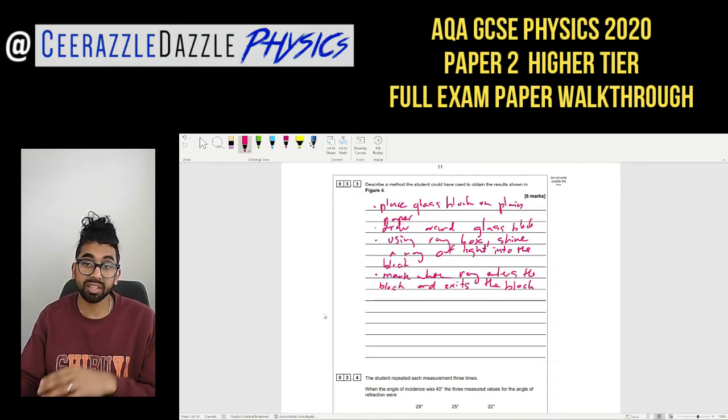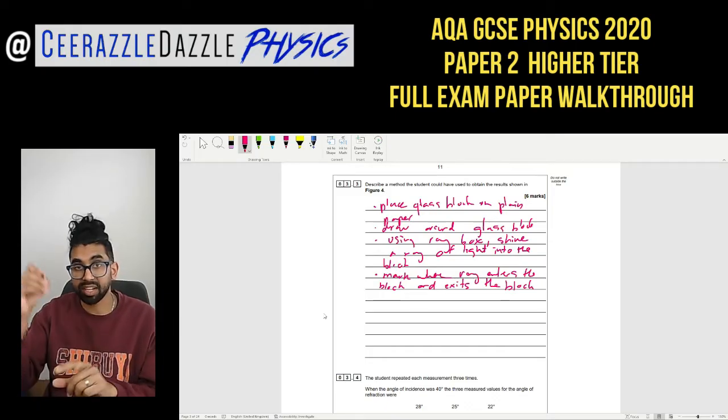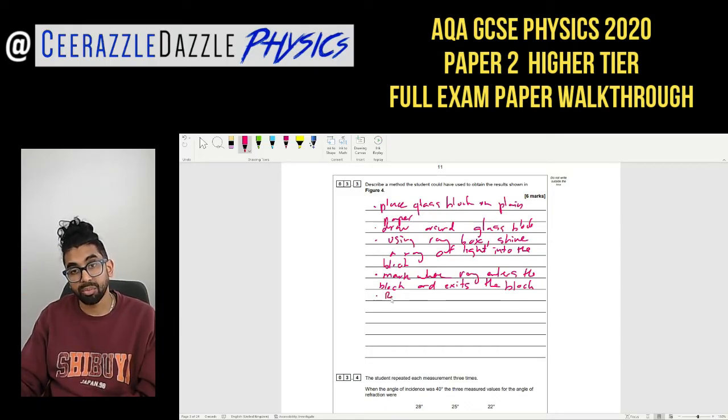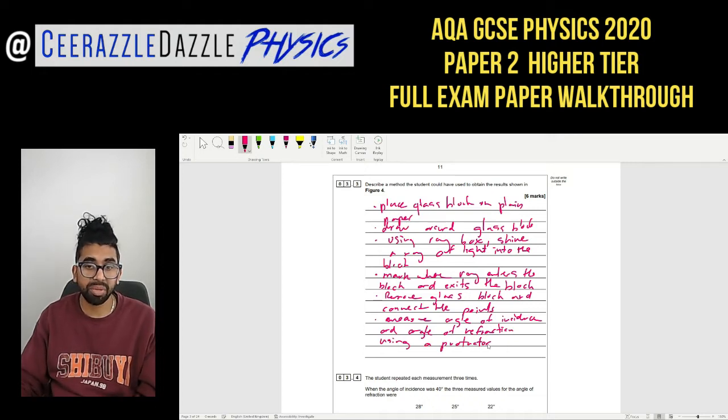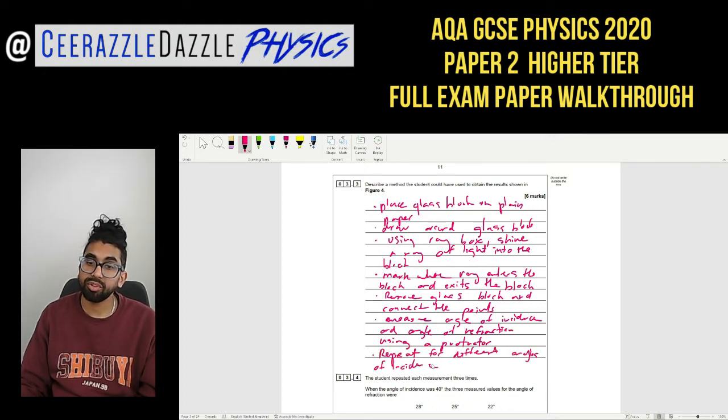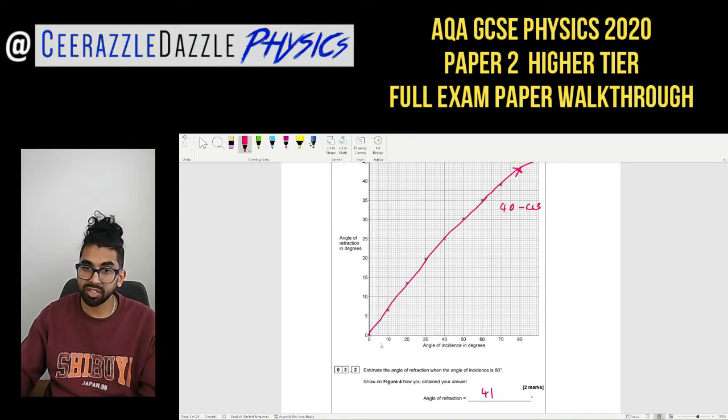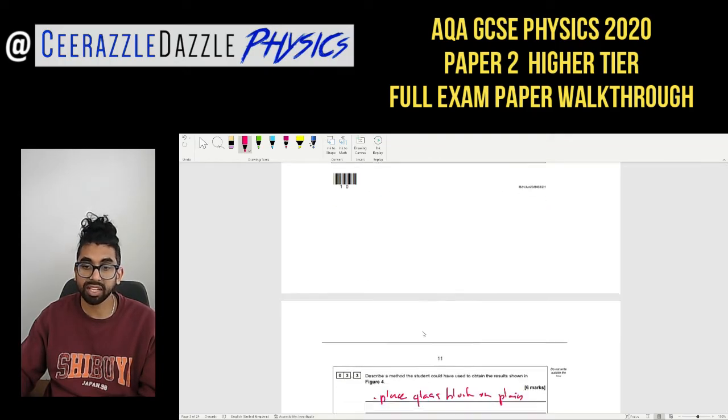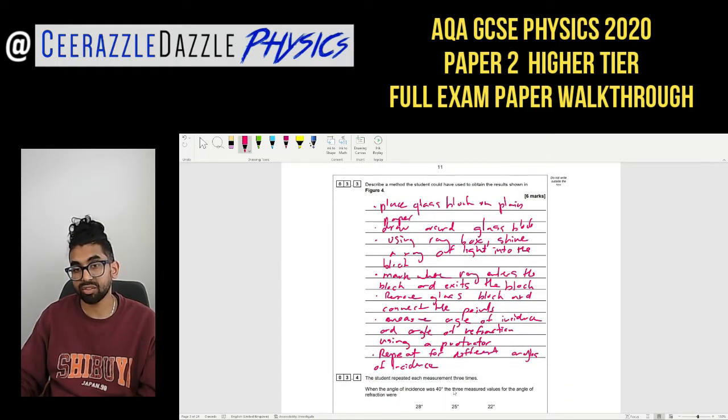After you've done that, you remove the glass block and connect the points. After that, you can measure the angle of incidence and angle of refraction using a protractor. Then you're just going to repeat for different angles of incidence. And obviously look at the graph they've got over here. They've got the angle of incidence every 10 degrees, so at 10 degree intervals.